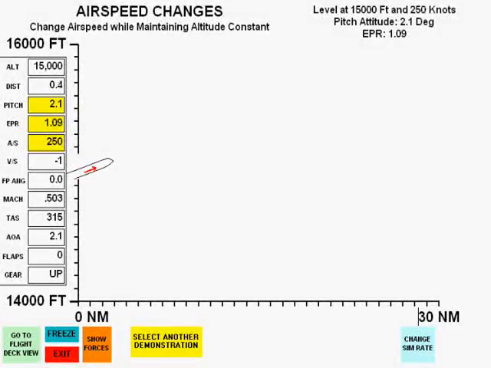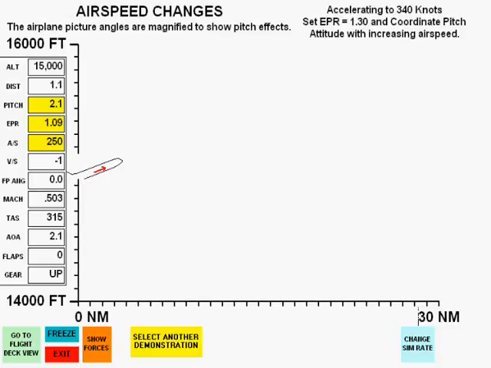On this plot, we are initially at 15,000 feet and 250 knots, which requires a pitch attitude of 2.1 degrees and EPR setting of 1.09. To change speed, we will first increase the EPR to 1.30 and also increase the plotting speed. Note that as the airspeed is increasing, the pitch attitude must be decreased along with the airspeed change.